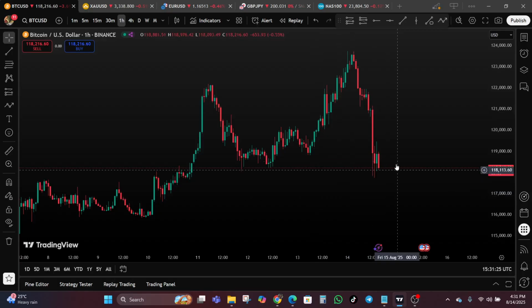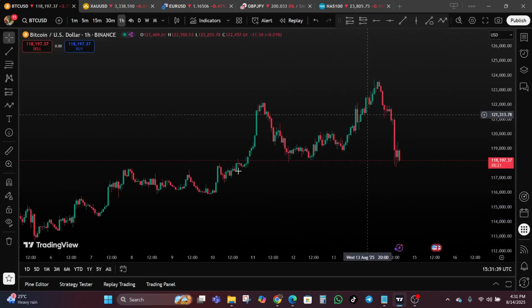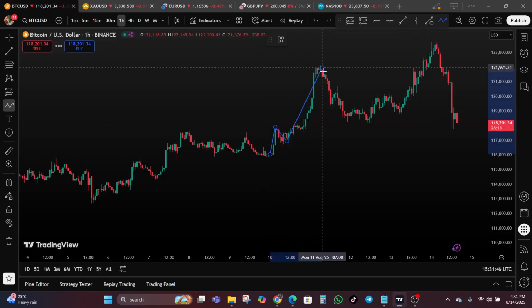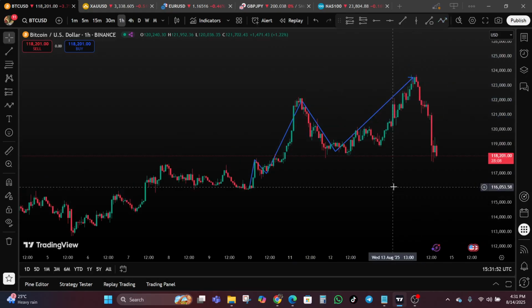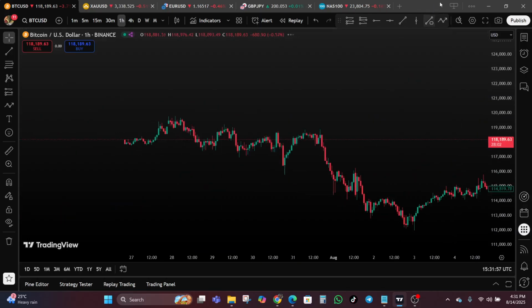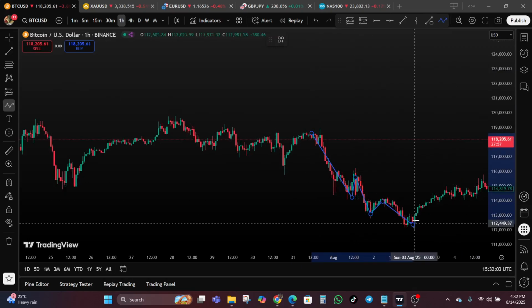Okay, so it is important that you note the key components of the smart money concept. The main components of SMC include market structure, which is determining the trend direction by reading higher highs and higher lows. So you need to be able to read your higher highs and higher lows. Market structure is very important. In an uptrend, you're going to be having higher highs and higher lows. In a downtrend, you're going to be having lower highs and lower lows.